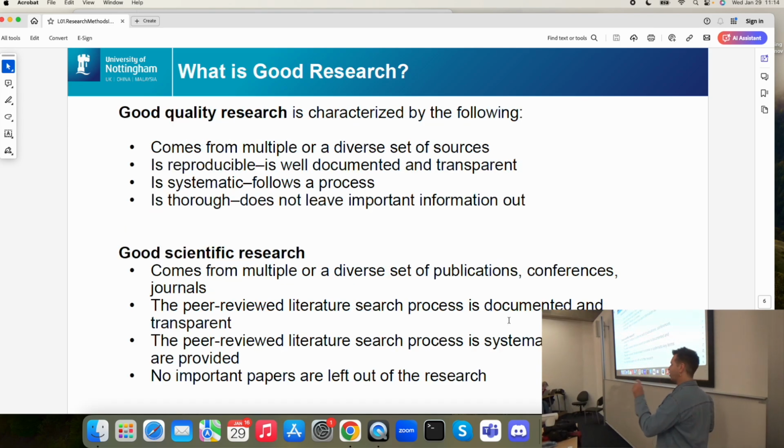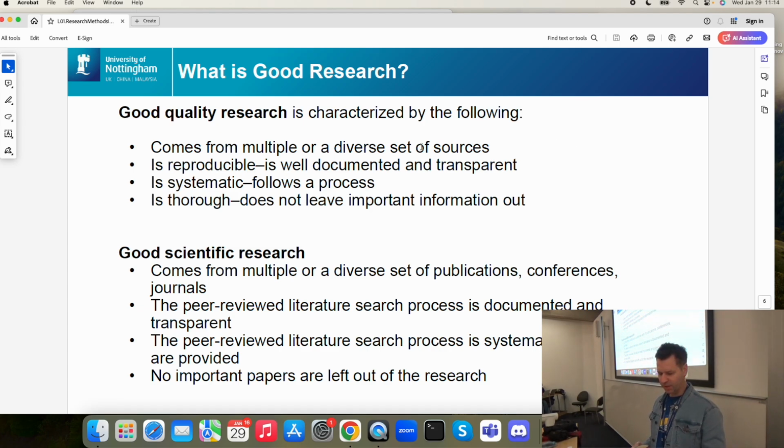Okay, so up to this point, we talked about what is research, what is scientific research. Now we're going to talk about what is good research, right? Good quality research is characterized by the following criteria or aspects or dimensions or whatever you want to call them, qualities. Good quality research comes from multiple or a diverse set of sources. You can see how this is applicable to life beyond university, by the way.